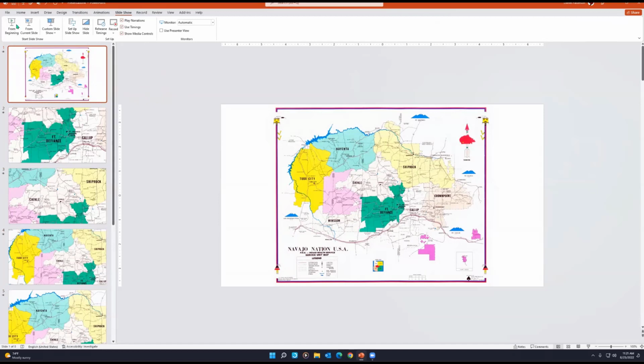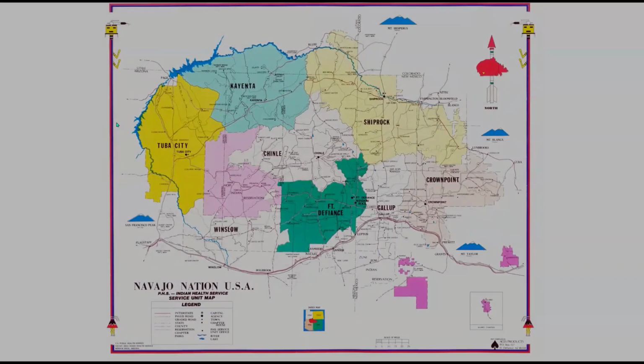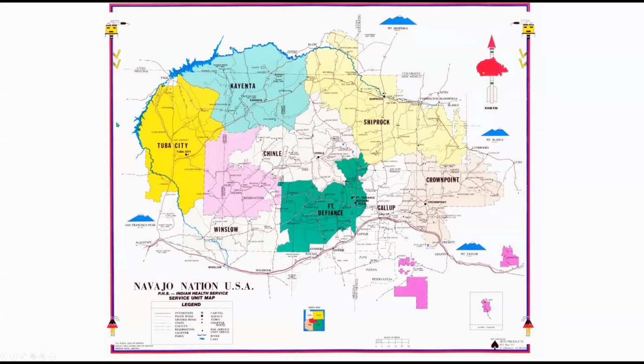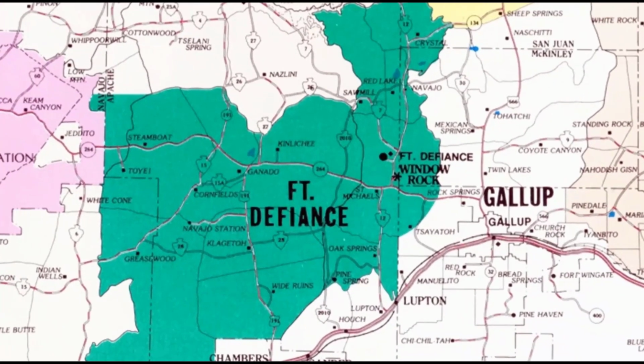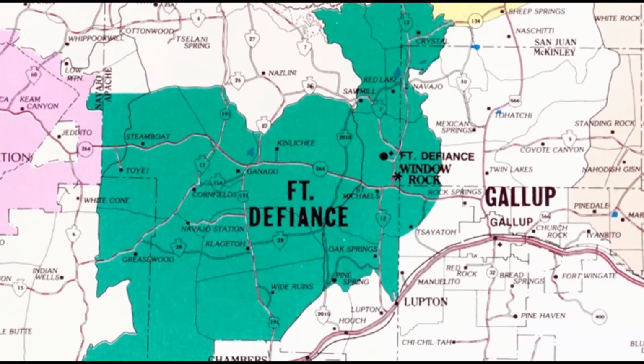So like say you are working for the tribe, you're doing a presentation and you want to cover each area within the Navajo Nation reservation. So you're talking about the tribe. And when you get into Fort Defiance area, you can click on it, see how it just zooms in. Pretty cool, huh?